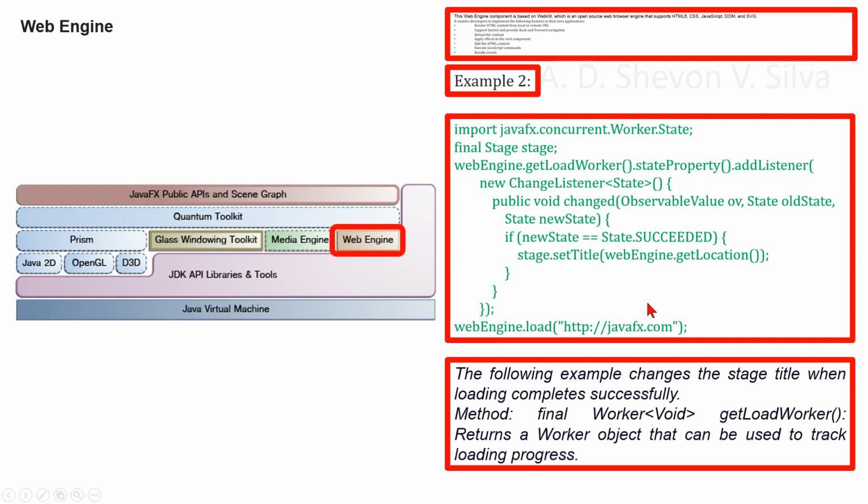The method final Worker<Void> getLoadWorker returns a Worker object that can be used to track loading progress. Here the state property gets the read-only object property representing the current state.